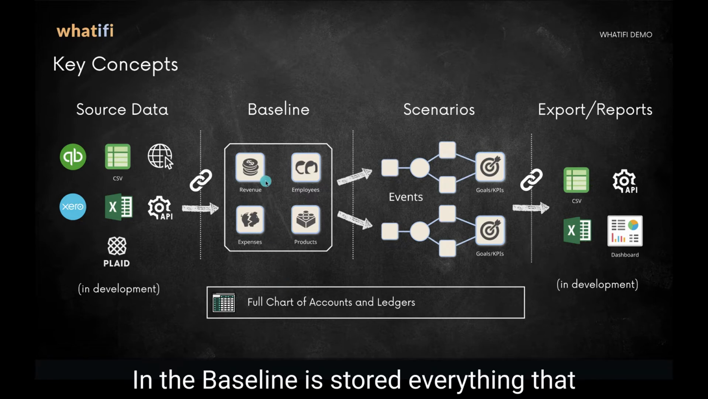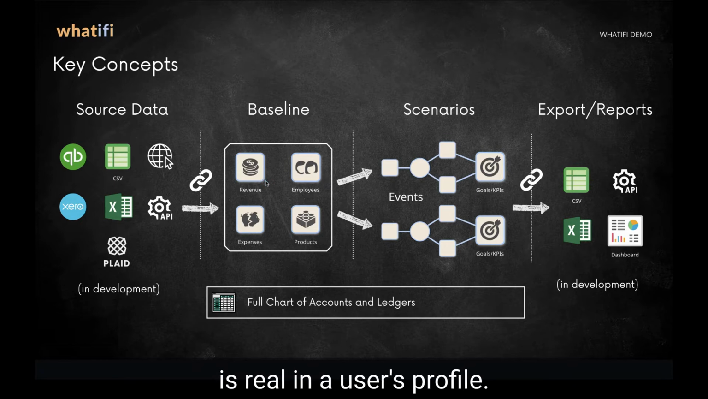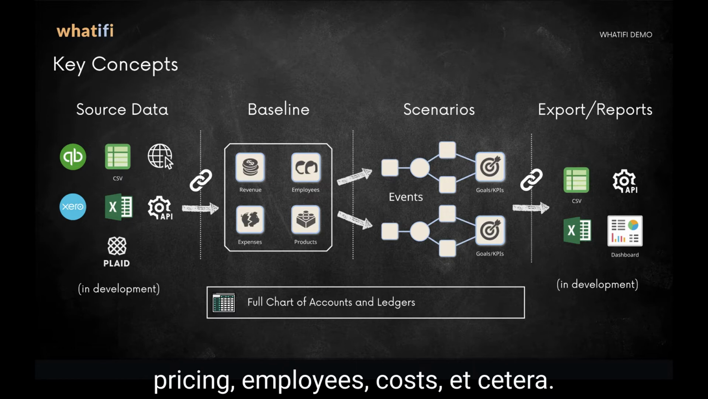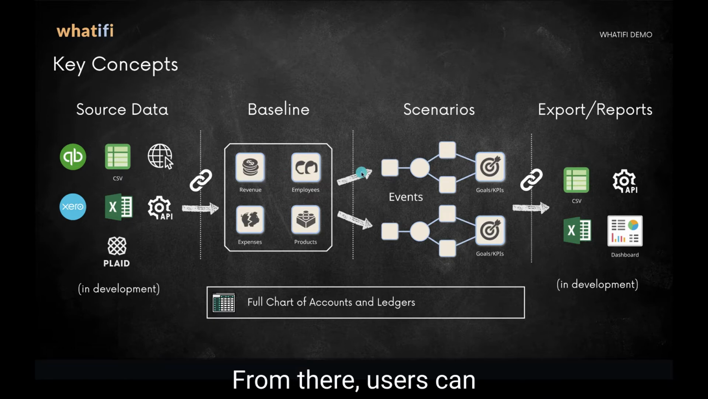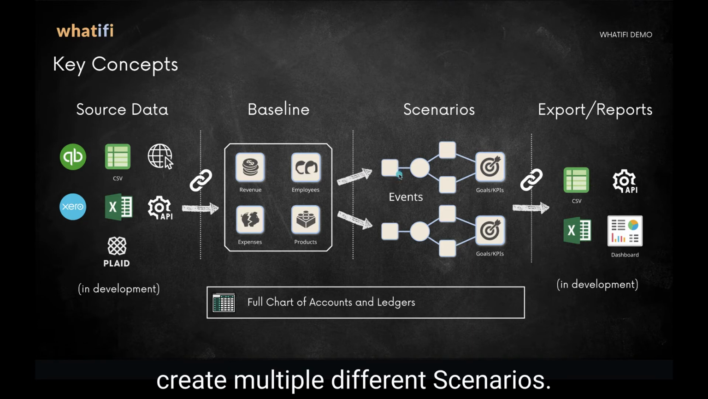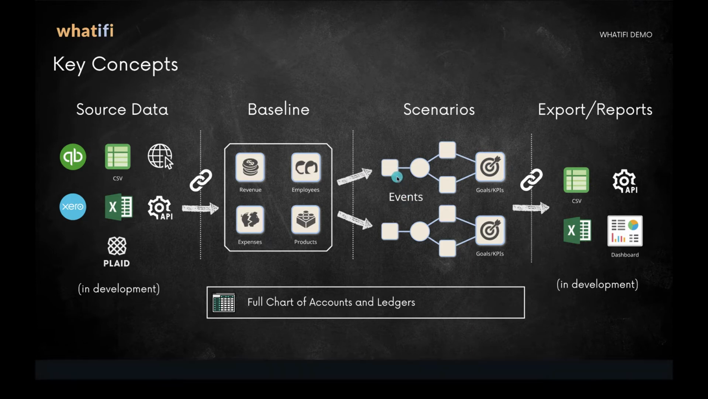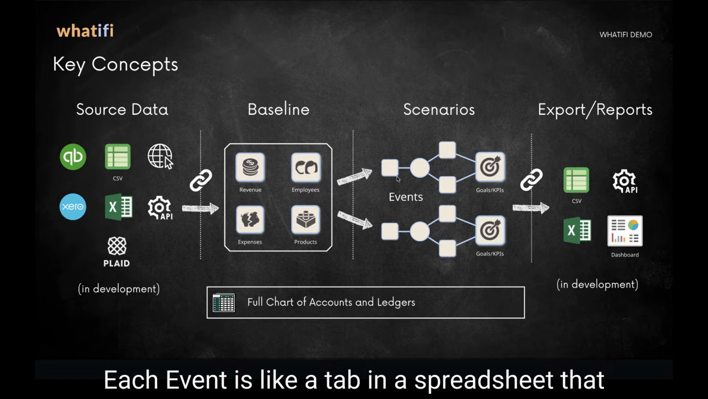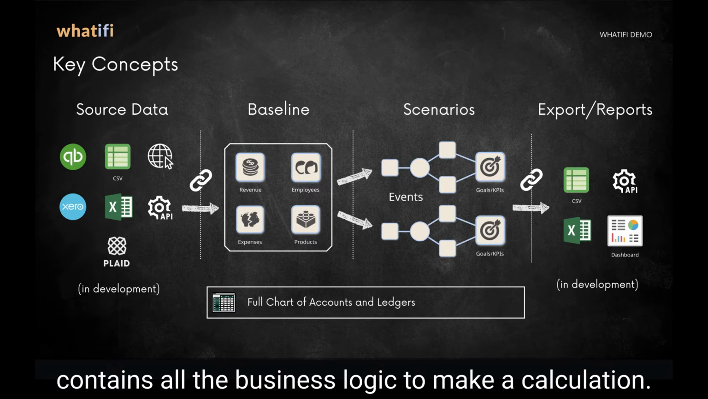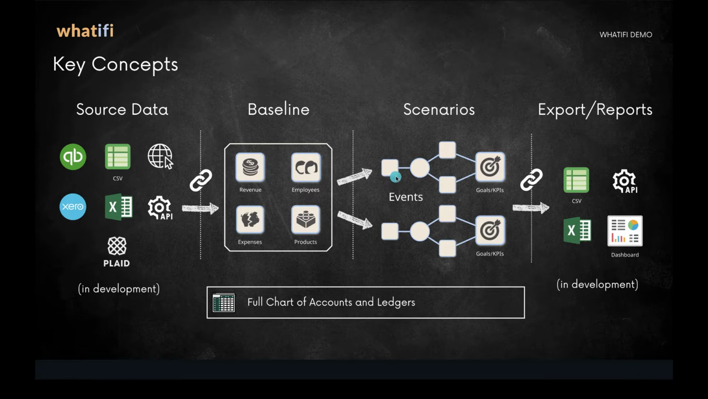In the baseline is stored everything that is real in a user's profile. That can be a lease, pricing, employees, costs, etc. From there, users can create multiple different scenarios. These scenarios are made up of events. Each event is like a tab in a spreadsheet that contains all of the business logic to make a calculation.